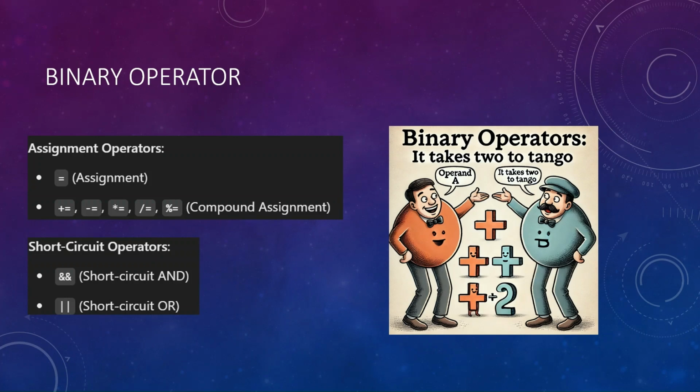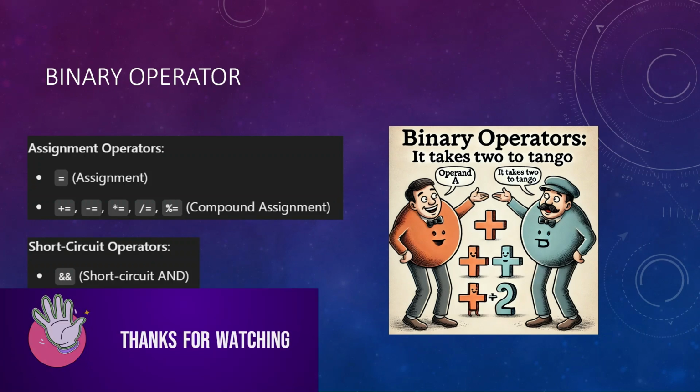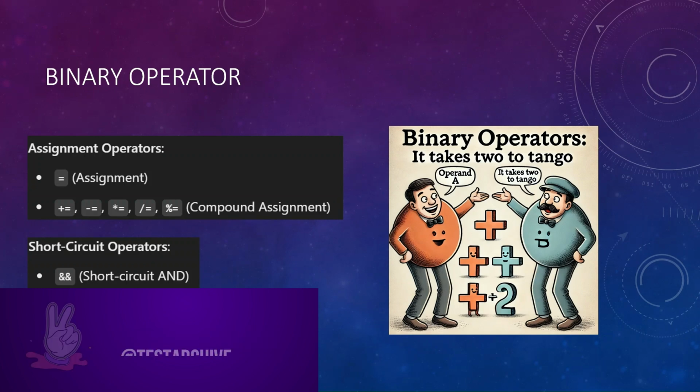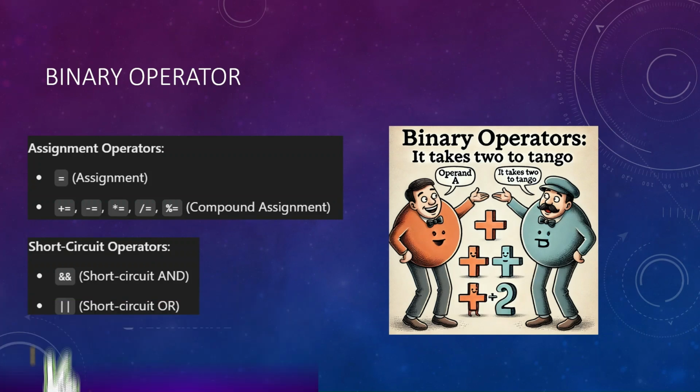So to sum up, binary operators in Java are essential tools for performing operations on two operands, from basic arithmetic operations to complex bitwise manipulations and logical decisions. These operators are the backbone of how Java programs process data and make logical decisions. Let's now move on to the practical demo to see these operators in action.